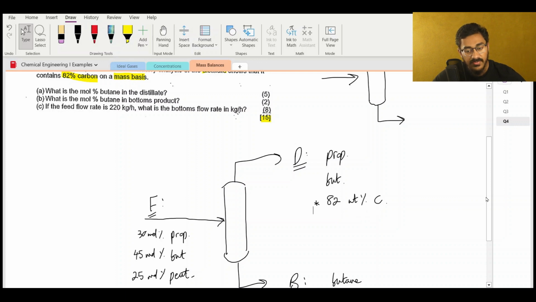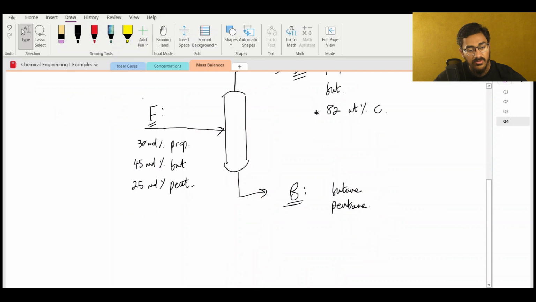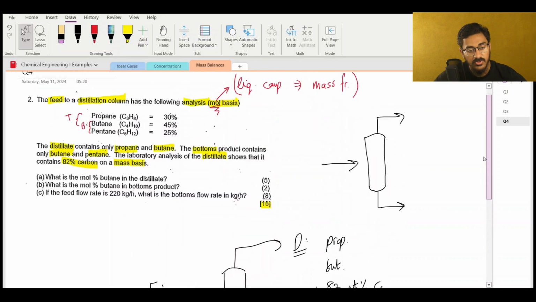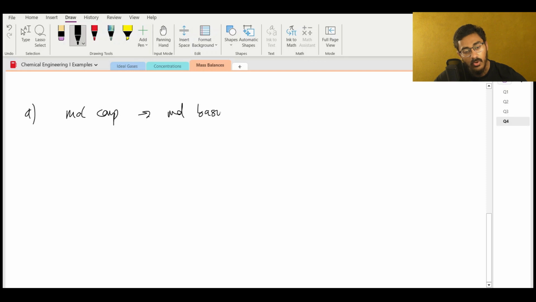So as always, if you remember from our previous chemical engineering questions, if someone ever gives you a mole composition, and we'll make a note of it here, let me just put down part A. I wanted to say, if someone gives you a mole composition, a good starting point is to start off with a mole basis.